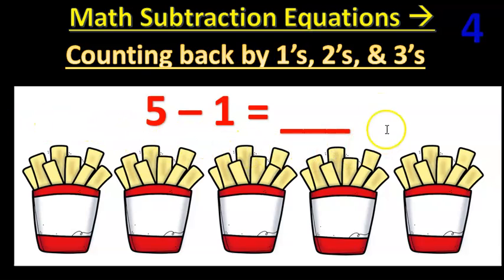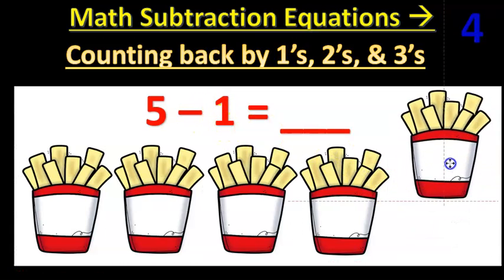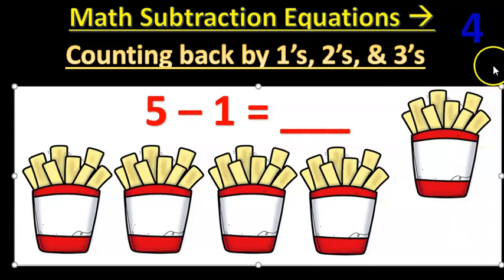Now, we have here another subtraction equation. 5 minus 1 equals blank, okay? Now, 5, this first number, there are 5 French fry cups here. 1, 2, 3, 4, 5. Now it says minus 1. So look, I'm going to take 1 and let me just put it up there so that way you can see that 1 French fry cup is out of the equation.